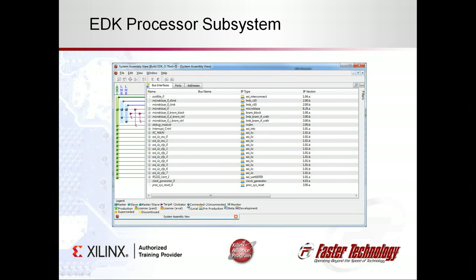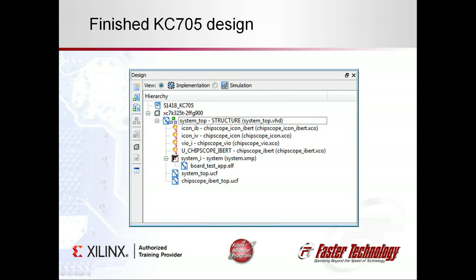Next, we add an EDK subsystem and use EDK's base system builder to quickly create the processor subsystem with the appropriate versions of the various peripherals for the target FPGA. After adjusting pin locations in the UCF files, we build the design, export it to SDK, and build the software. We now have a finished design and are ready to download the design to our development card and watch it in action.